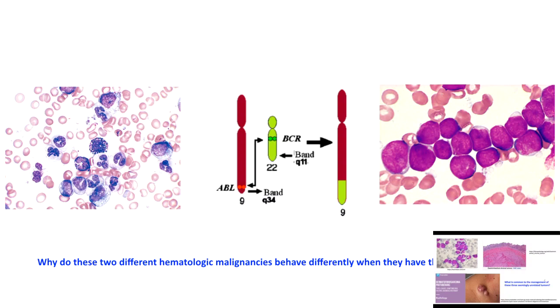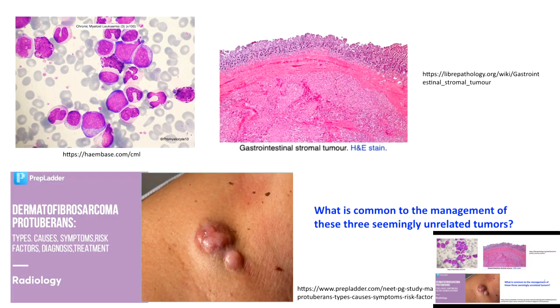Another one, three seemingly different tumors. One is a hematologic malignancy, the chronic myeloid leukemia. Another, gastrointestinal stromal tumor. And the third one, a dermatofibrosarcoma protuberans. It seems that they are completely unrelated, but there is something common to the management of these tumors, of course, based on our understanding of the genetic abnormalities. Right, so again, something to think over.